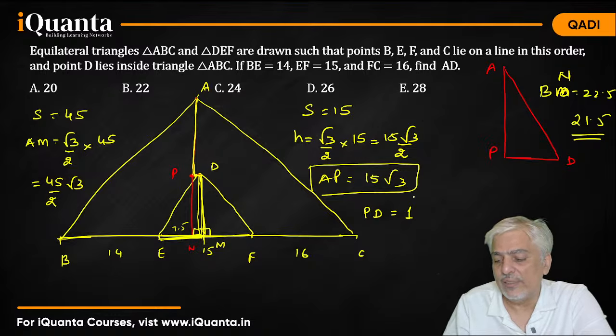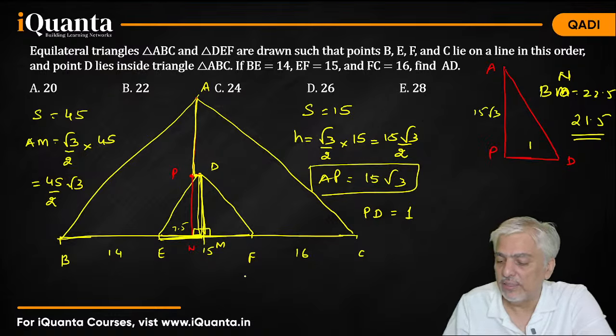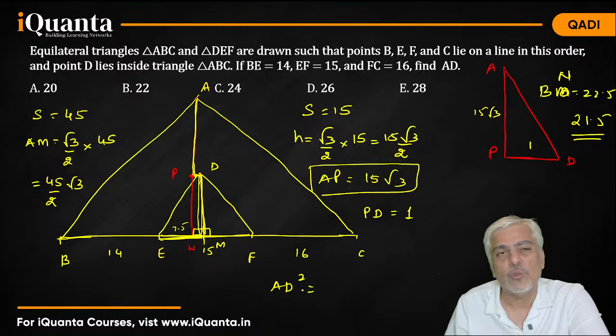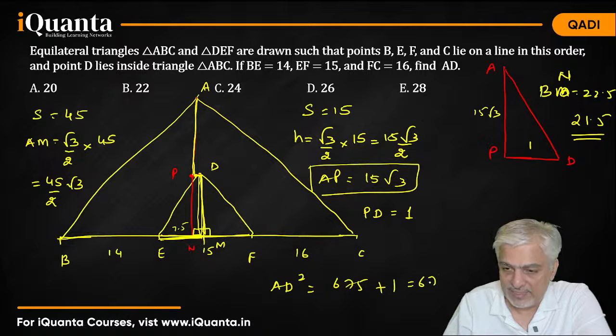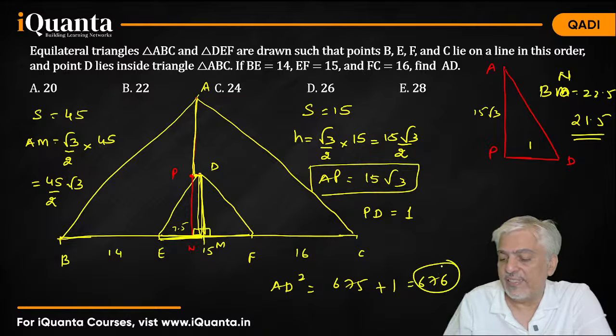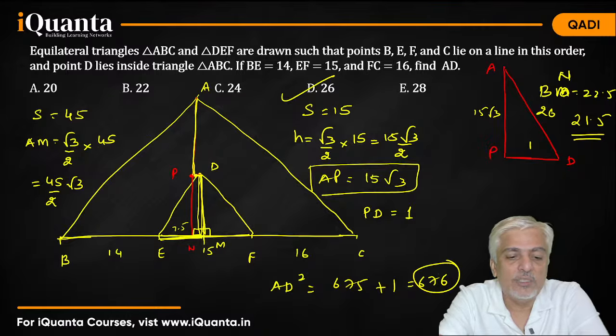Once we get this 1, use Pythagoras, 15 root 3 and 1. So we will get AD square will be 15 root 3 square, that is 225 3s are 675, plus 1 square is 676. So the square root of 676 is 26, and that is your answer. Everybody clear with this question? Difficult question. The main thing was getting the interpretation right.